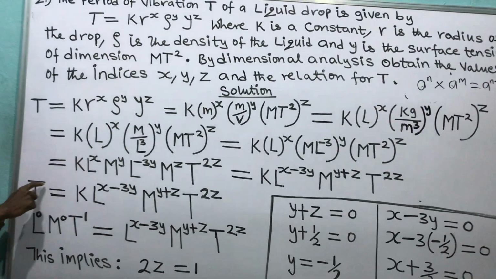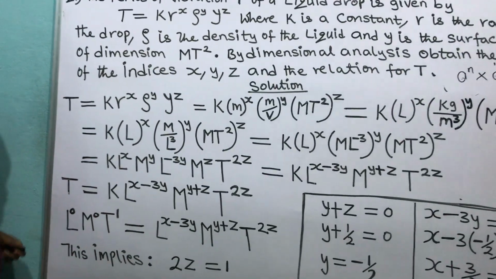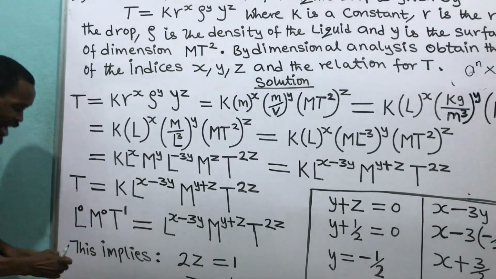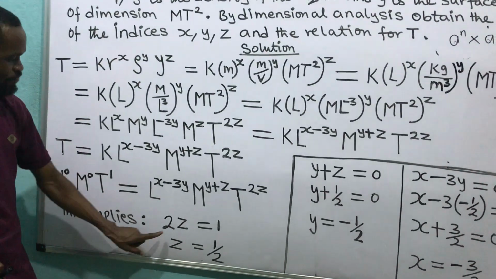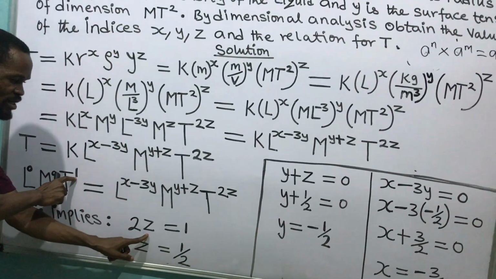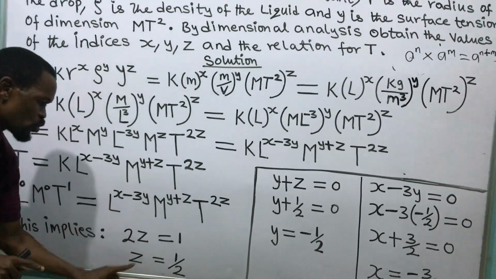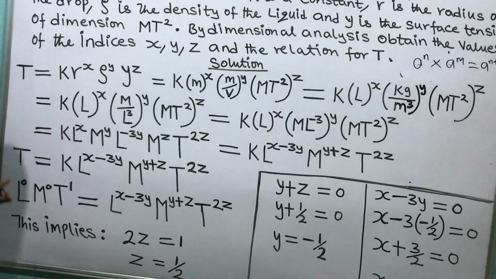Because anything you write is raised to power 1. That's t. This t you see here is raised to power 1. That's why I said t here raised to power 1. And I said this implies 2z is equals to 1. So when I say 2z is equals to 1, therefore z is equals to 1 over 2. That's settled for z. I've gotten z.